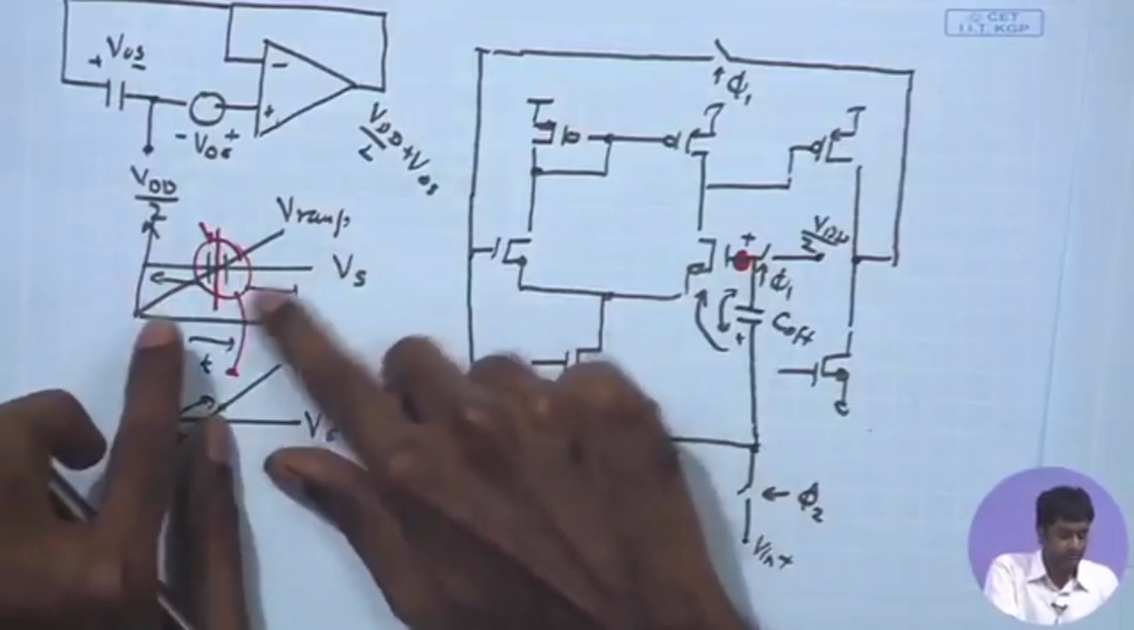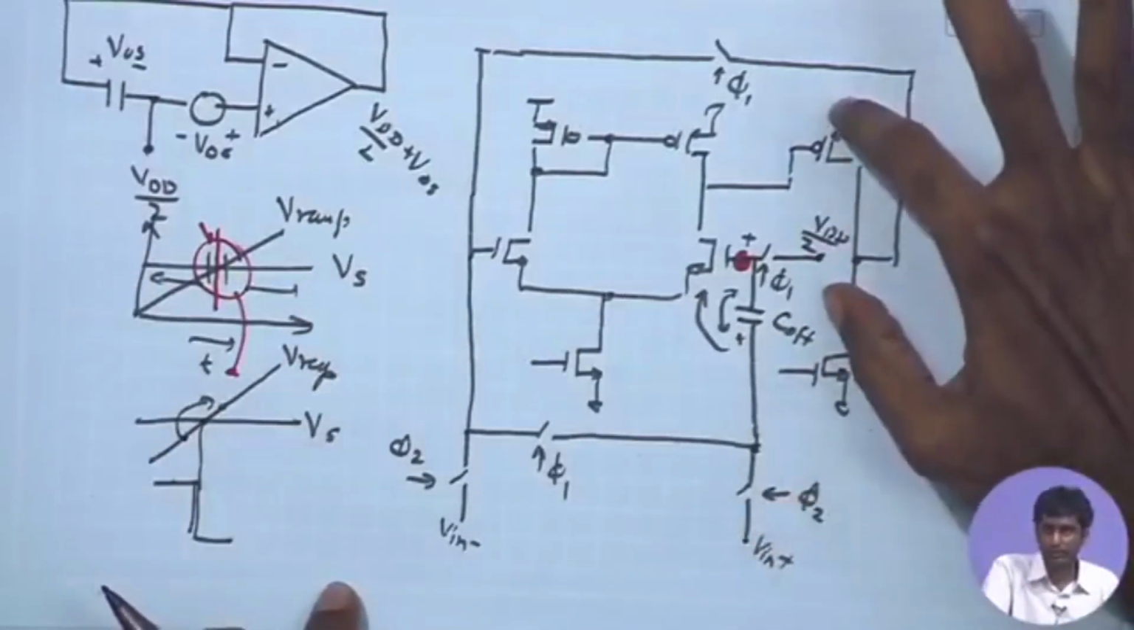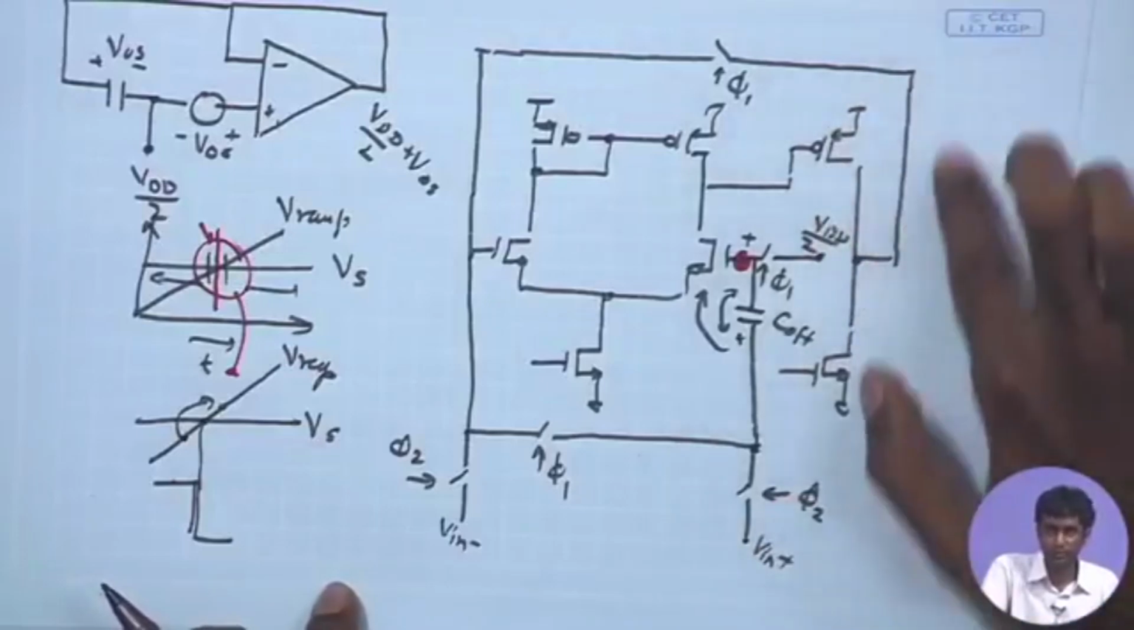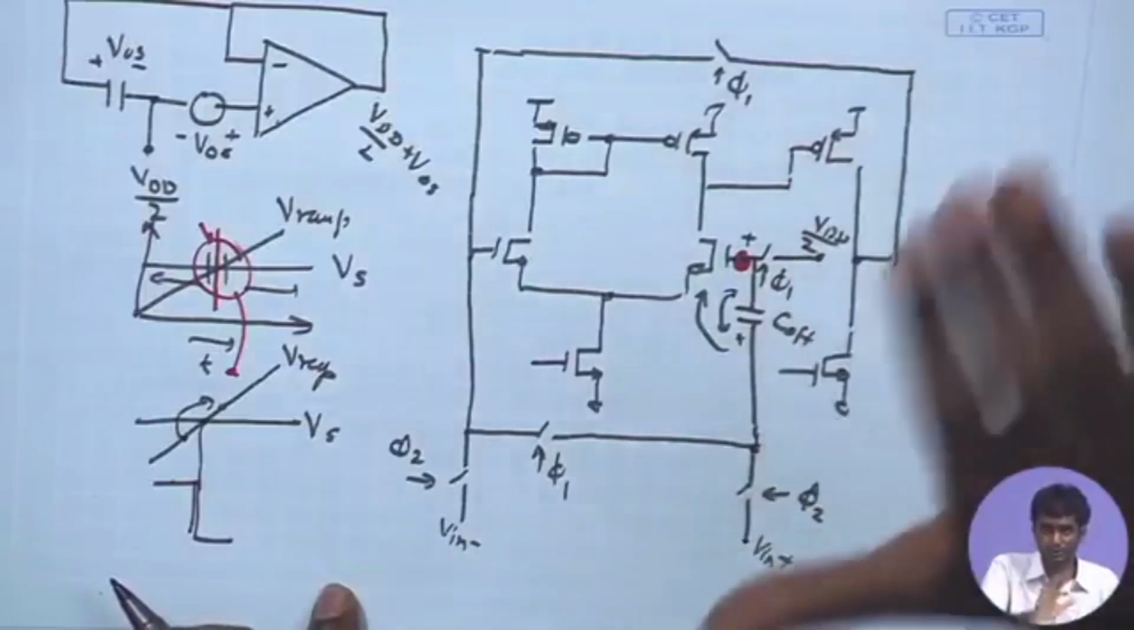If you are far away from this region, here or here, definitely the output is close to VDD or ground. These are going to be in triode region, either this is going to be in triode region when the output is VDD, or this is going to be in triode region when the output is ground. So, for those regions we do not need to worry.